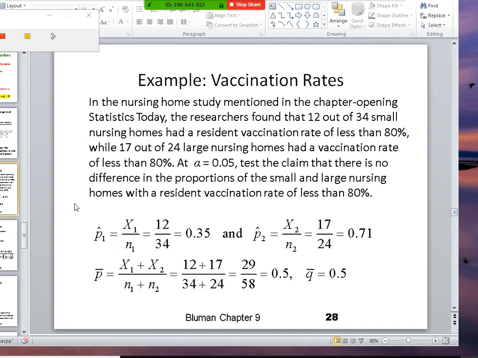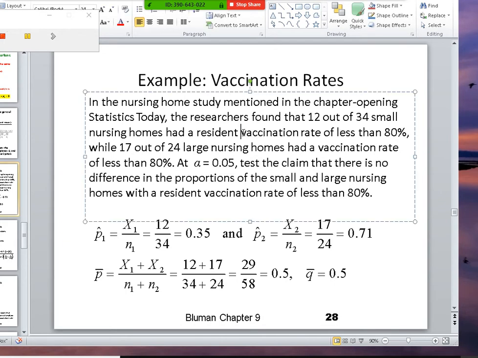Perfect, thank you. Great. So first of all, how do I know this is a proportion and not a mean? You might say, oh, there's this 80% here, right? But we can't go off of that because this 80% is not the percent that we're looking at. This is just part of the question. This is what we're asking people. We're saying, is your vaccination rate less than 80%? Yes or no? This is not one of the proportions. It's not that they have a proportion of 80%.